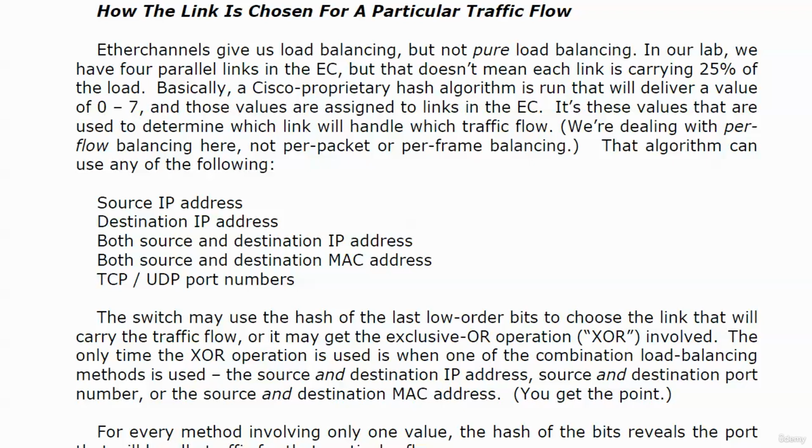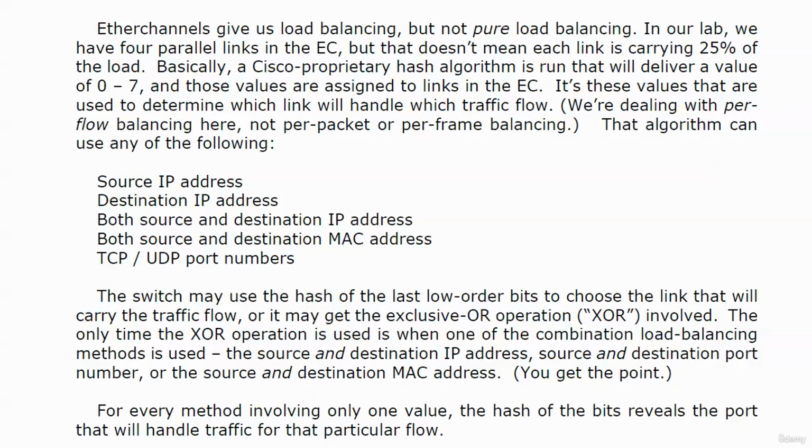Now, the only time the XOR operation is used for this is when one of the combination load balancing methods is used. You know, source and destination IP address, source and destination port number, source and destination MAC address. You get the point. Now, for every method that involves only one value, the hash of the bits reveals the port or the link that's going to handle traffic for that particular flow. Again, if this bounces off your head a little bit the first time around, don't feel bad. It happens to everybody. But once you see it in action, you do it once on a piece of paper, you'll see how easy it is.